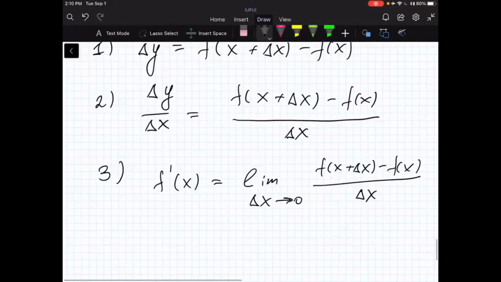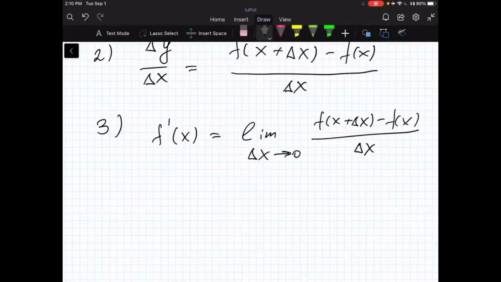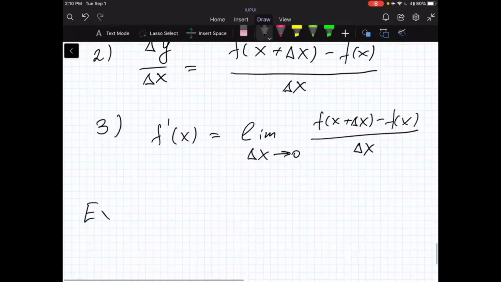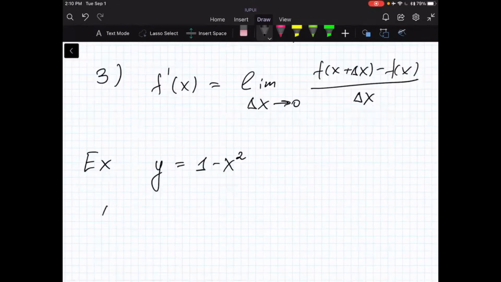Maybe it looks complicated, but once you get used to that, it will not be a big deal. So let's do a few examples. Consider the function y equals 1 minus x squared. First, let's calculate delta y.